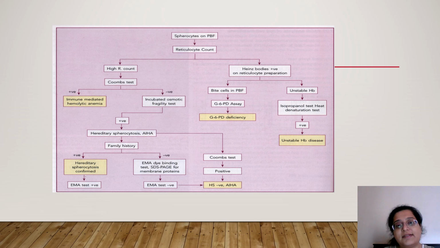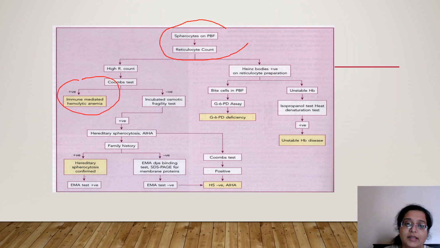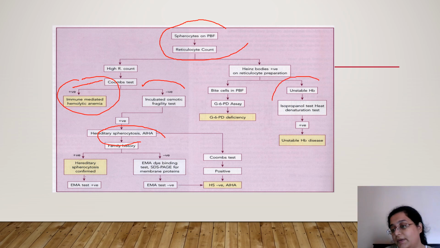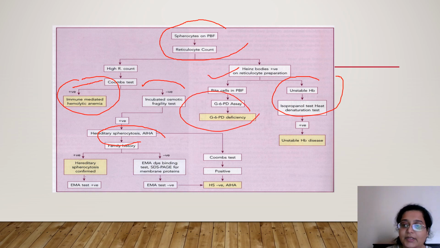Then again, this is a summary: if you see spherocytes, go for retic. If retic is high, go for immune mediated. If retic is high, go for a Coombs test. Coombs test is always positive in autoimmune. Negative, go for OFT and make a diagnosis of HS. If you see not only retics but Pappenheimer bodies or Heinz bodies, you can go for maybe HbH disease or unstable hemoglobin, or G6PD deficiency if they are bite cells. Same thing, just in flowchart.